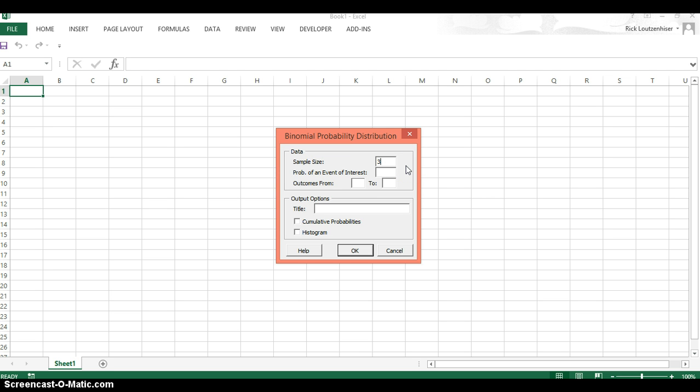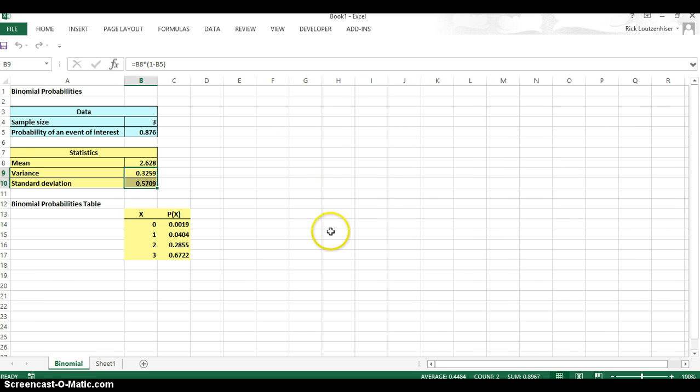We're asking 3 people. What's the probability of the event in question? 0.876 from the study that was done. I would like to see the outcomes from 0, 2, 3, and I say okay, and it's going to give me the answer. There is the probability table, and there's some information on standard deviation, variance, and so forth. So I went in with a sample size of 3. The probability of the event was 0.876.